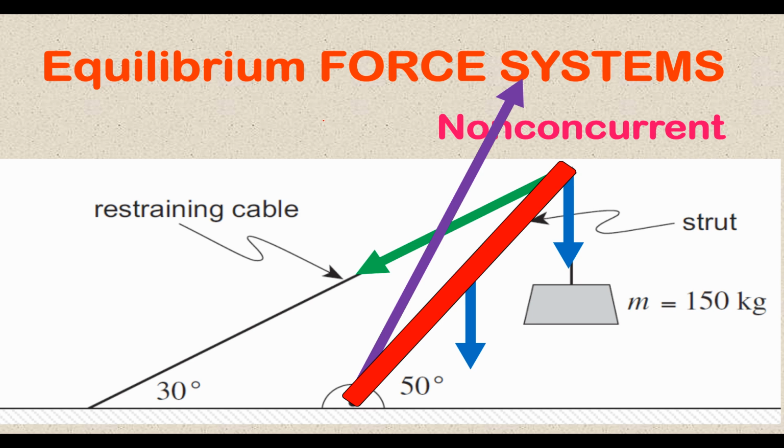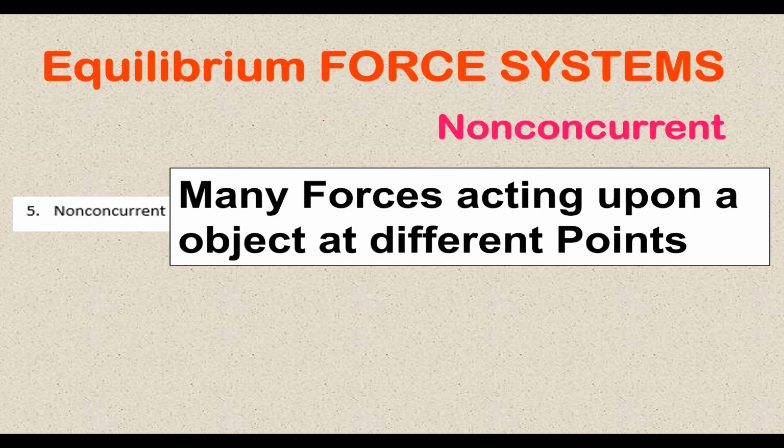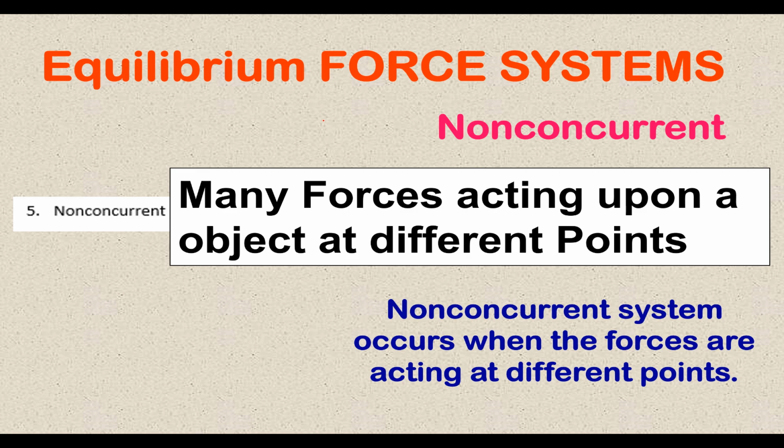So in this case, there are four forces acting, and they're not all acting on the same part of that red bar. This is because it is non-concurrent. Many forces acting upon an object at different points. Non-concurrent.